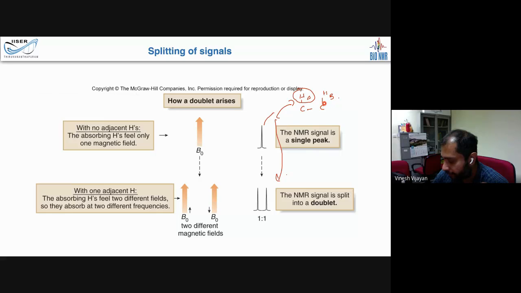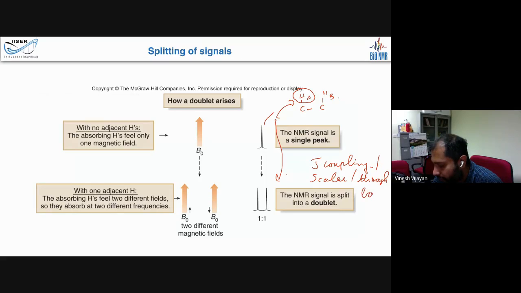So HB can polarize this, meaning it will do the opposite, and then this will go to the opposite of this, which then influences the HA. So HA and HB are coupled to each other. This is why it's called through bond coupling, or scalar coupling, or J coupling.